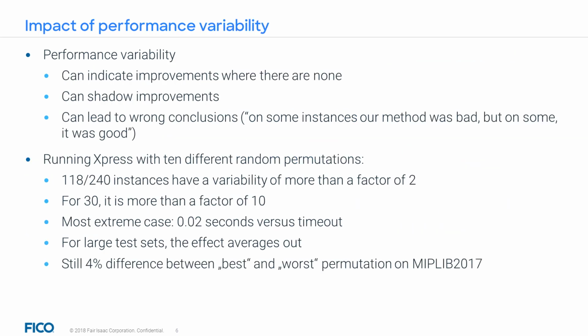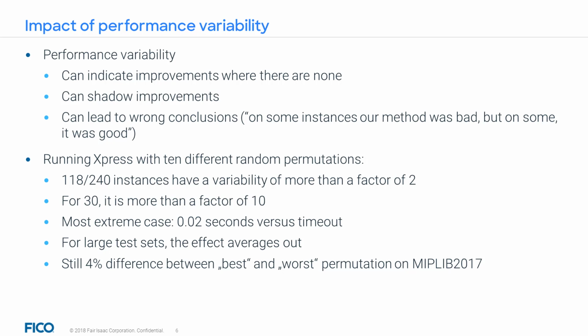Performance variability is mostly a burden to developers. One might believe to see a performance improvement, where in reality there is only performance variability. This might lead to wrong conclusions in solver development, but also in scientific writing, if experiments are not carried out carefully.